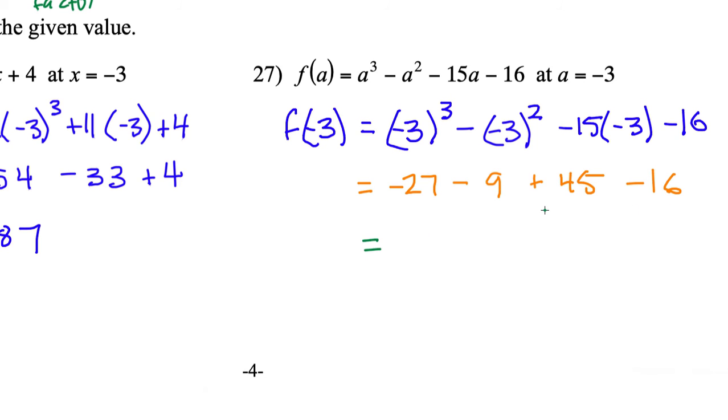I have to do some more math. I'm going to deal with, what's the easiest way to do this one? Well, 9 and 27, I like that one. That's -36. So I have -36 plus 45 minus 16.